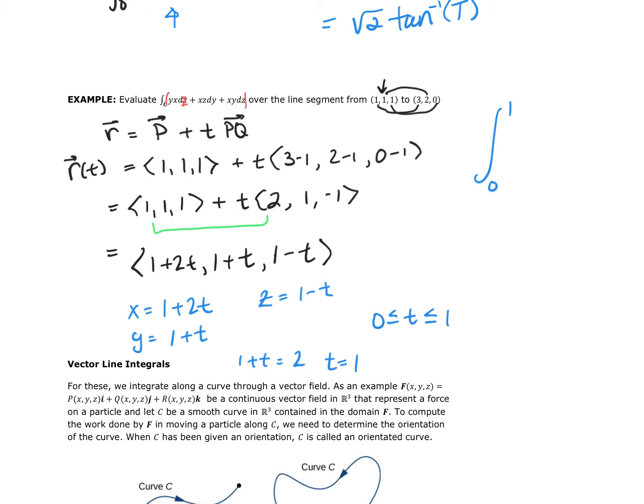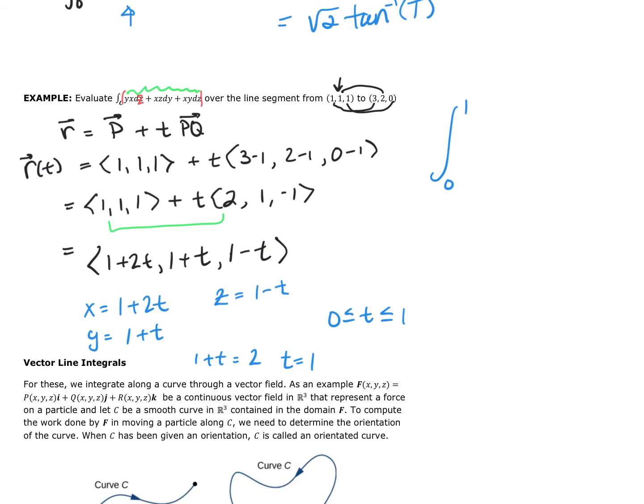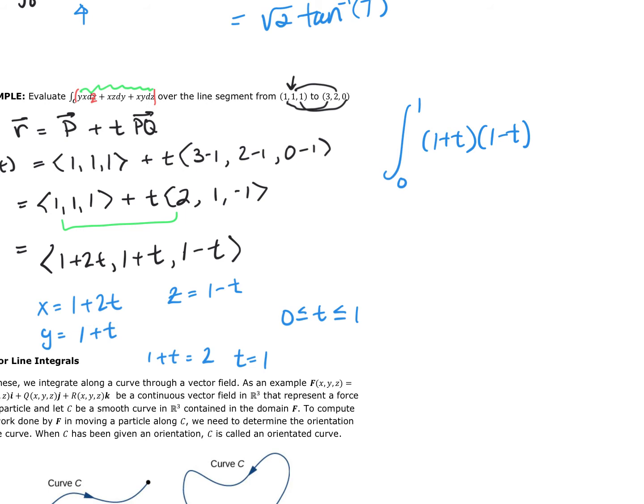So now how do I deal with all of this? Well, I know that y can be replaced by this, x can be replaced by this, and z can be replaced by that. So that's the easy part. So my y is the first one, which is 1 plus t, multiplied by my z, which is 1 minus t. Then I have a dz. Okay, now what? Well, let's find dz dt.